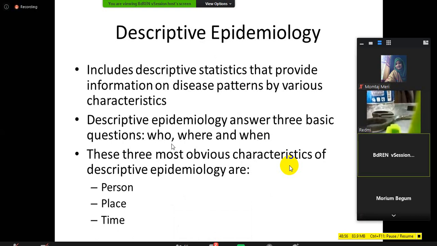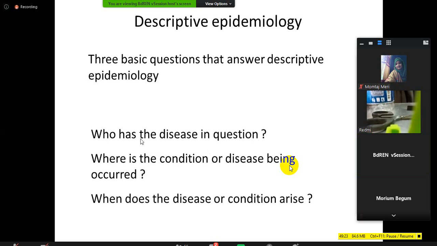In other words, who means the person, where means the place, and when means the period or time. So you can easily remember it by the 3P: one P is person, another P is place, third P is period or time. So descriptive epidemiology deals with three questions: who, where, and when. Where is the disease occurring? That means we are talking about the place. When does the disease or condition arise? That means we are talking about the time or period.